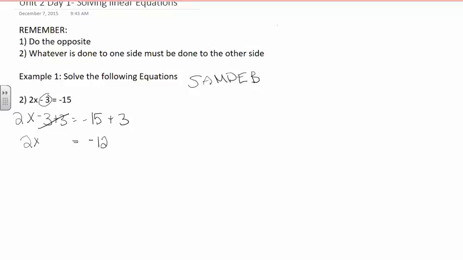Now our final part of SAMDEB is multiplication and division. So now we can get rid of the 2, and to do that, we do the opposite. Since it's being multiplied, we're going to divide both sides by 2. And these will cancel out, so we're left with x equals negative 6.